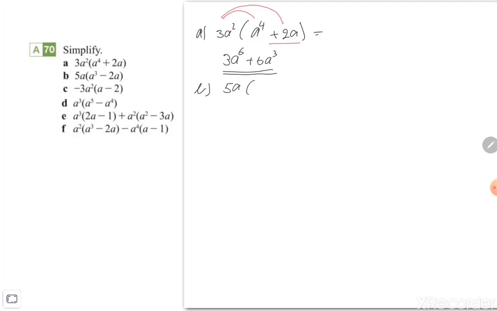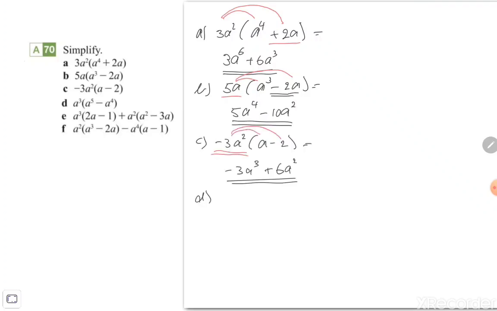B, 5a multiplying with a to the power of 3 minus 2a is equal with 5a multiplying with a squared is 5a to the power of 4. Then 5a multiplying with minus 2a, and that's minus 10 because 5 times minus 2 is minus 10, and then a squared, because a times a is a squared.